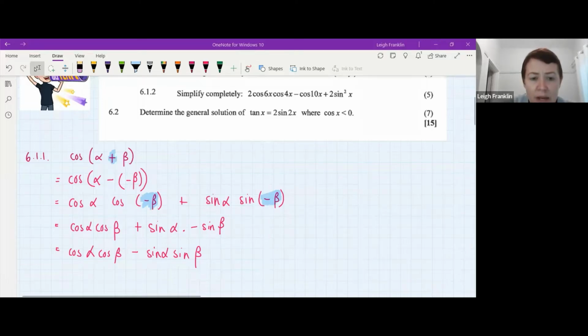But seeing there's so many of you that are saying, no, your teachers haven't shown you, what I thought I could do very quickly was show you how sine A plus B and sine A minus B are also derived, so that if it does come up, you guys are able to do that.